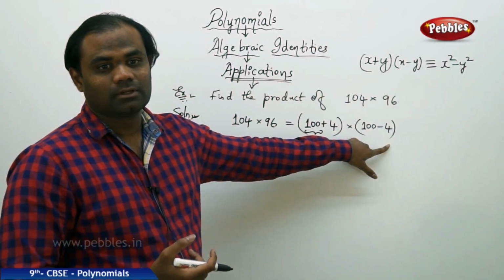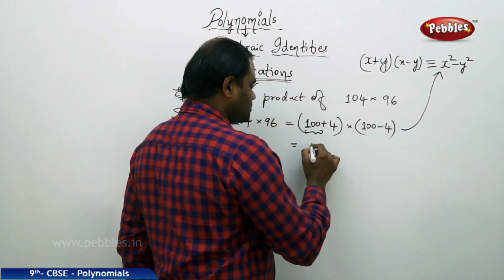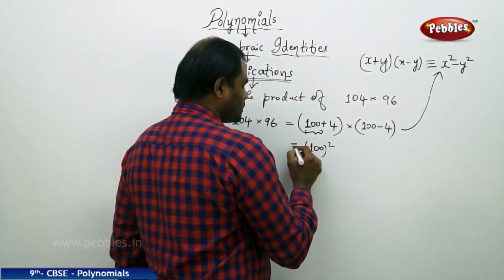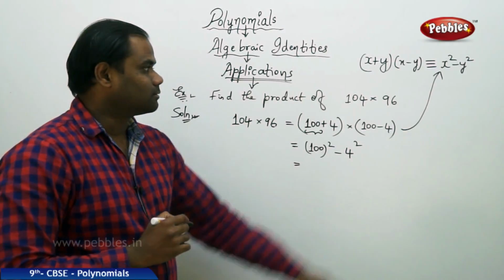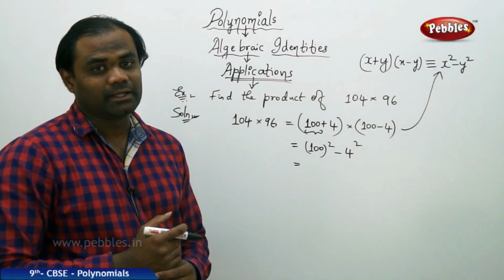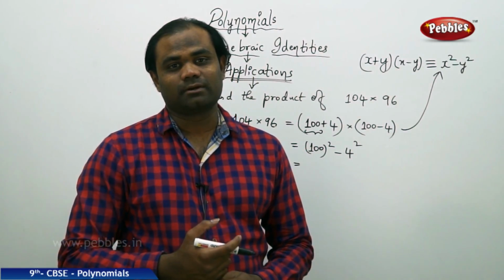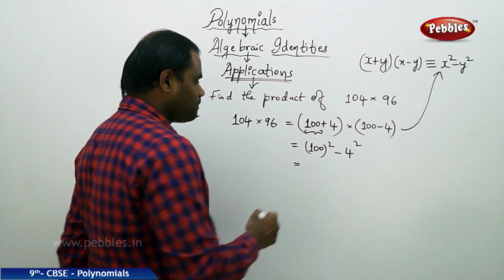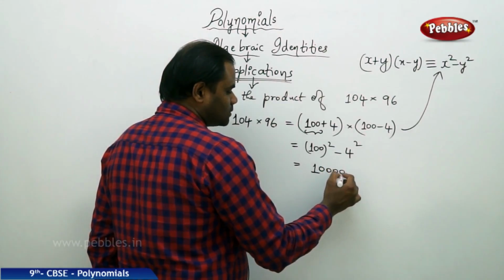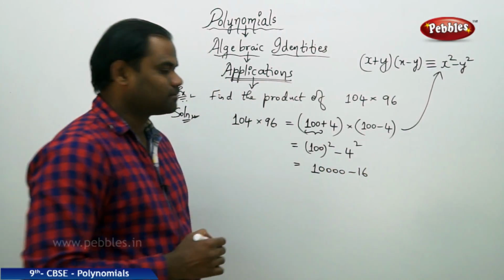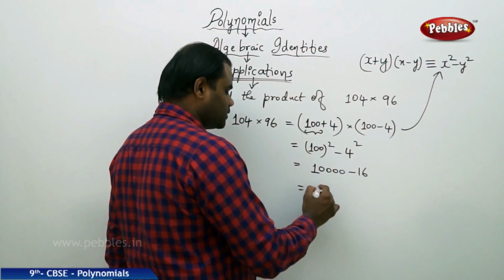Therefore, I get this to be a plus b times a minus b. Using this formula, I get this simply 100 square minus 4 square, which is obtained through the algebraic identity x plus y times x minus y is identically equal to x squared minus y squared. And this comes out to be 100 squared, which is 10,000, minus 16.